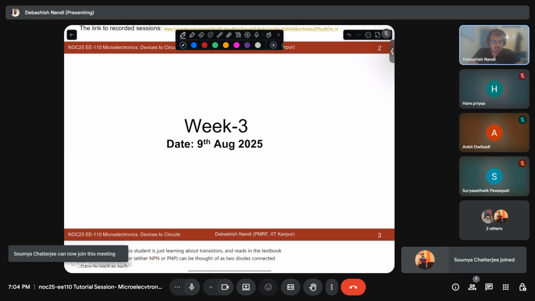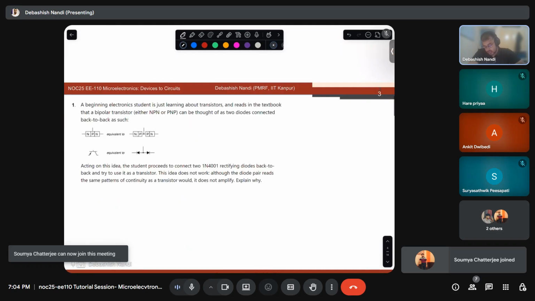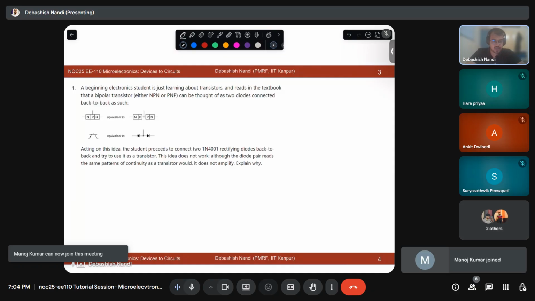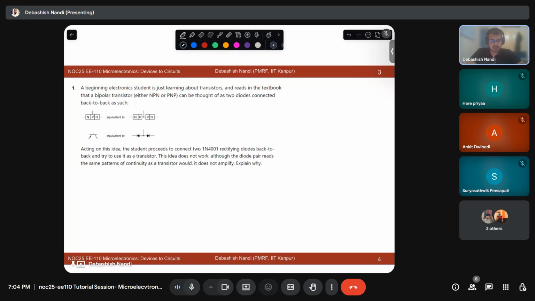Okay, so this is week 3, right? This is the question where I left off last week. I introduced the question and asked you to think about it. Did any one of you find time to look into the question and think about it? The question is basically: in a BJT, two PN junctions are connected back to back, and that provides me the amplification, or the transistor action.